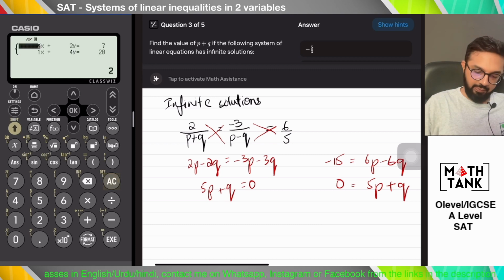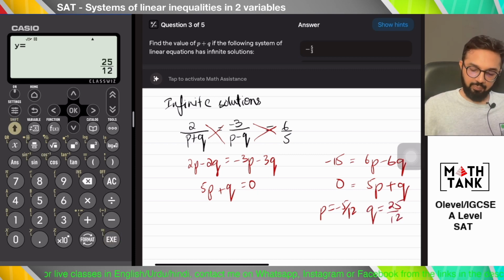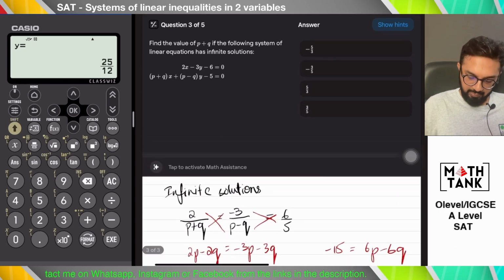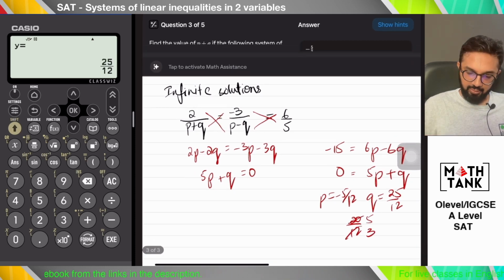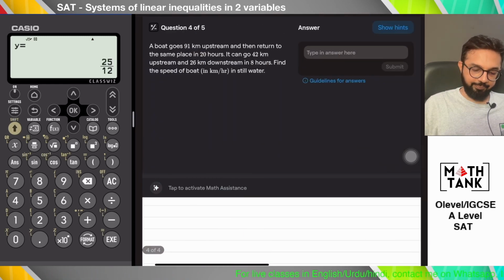Okay, let's try solving this on a calculator. 6, minus 6 and minus 15, 5, 1 and 0. P equals minus 5 over 12 and q equals 25 over 12. So I get 20 over 12 as my final answer. Let's see if that is correct. 4 times 5, 4 times 3. That is the correct answer then.